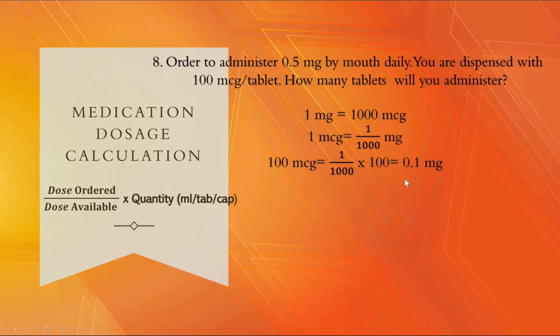So let's calculate now. Dose ordered is 0.5. Dose available is 0.1. Same units, into quantity. So 0.5 divided by 0.1 gives 5 tablets. So you'll give the patient 5 tablets.